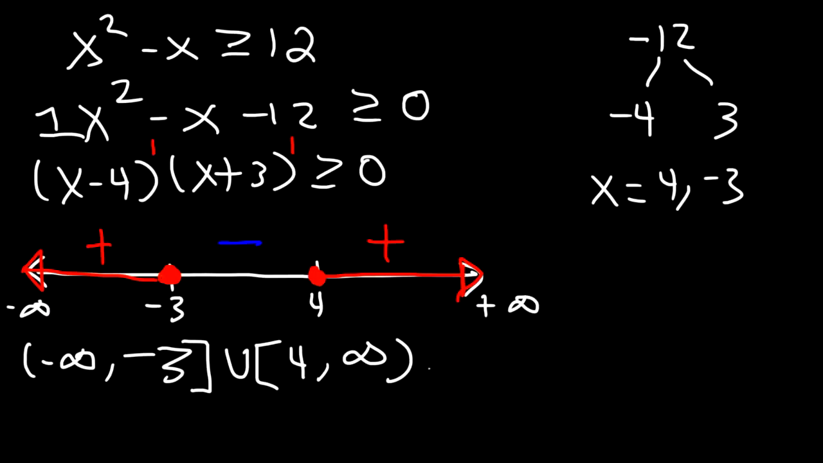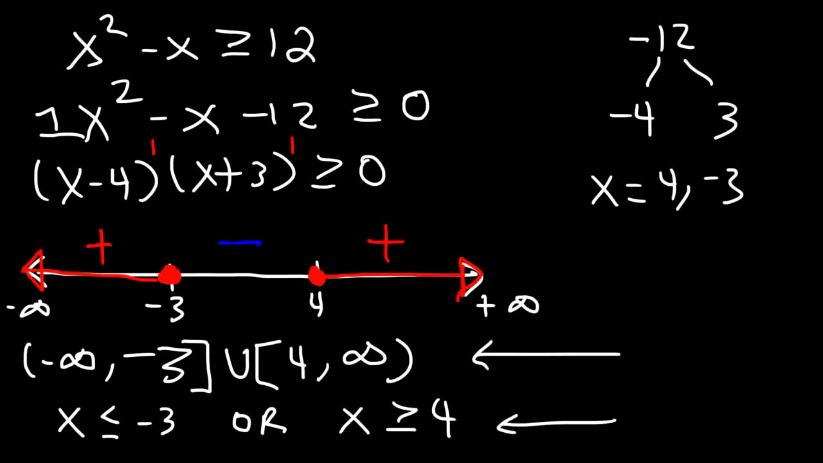As an inequality, you can write the answer this way. You can say x is less than or equal to -3, or x is equal to or greater than 4. So you can represent it using interval notation or using inequalities. And that's it. That's how you can solve a quadratic inequality.